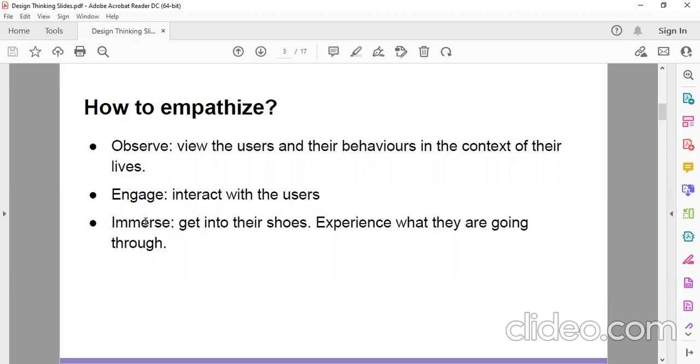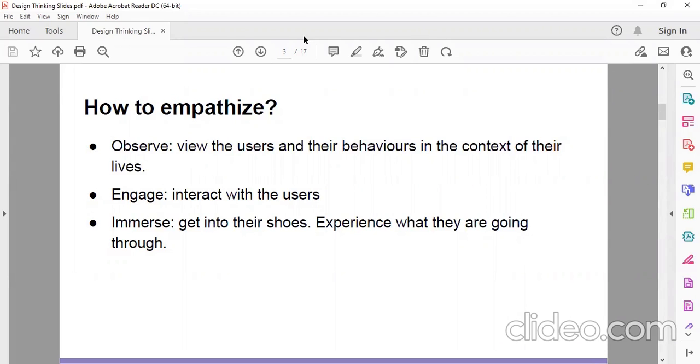And then engaging: it's an interactive process. Interacting means you talk with that particular user, that person. Of course, you can interview them, and through your questions, you are trying to understand what they are going through, their lives, their values, attitudes, and so on. What is actually happening with them. By interviewing them, you can understand those things very easily.